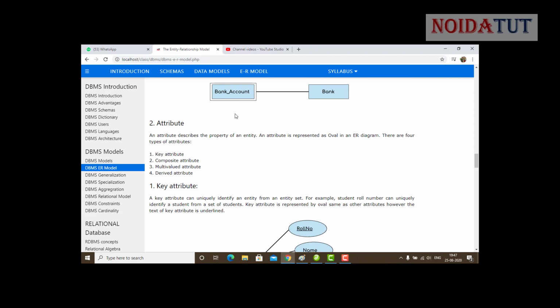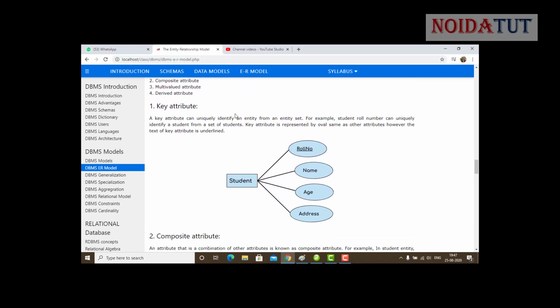Now talking about the attributes, these are the properties of an entity. An attribute is represented as an oval in an ER diagram. There are four types of attributes: key attribute, composite attribute, multi-valued attribute, and derived attribute.